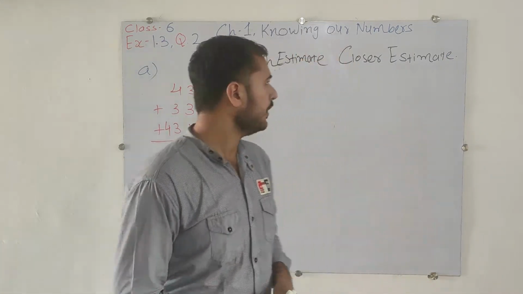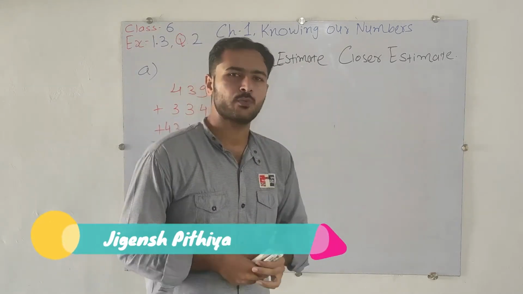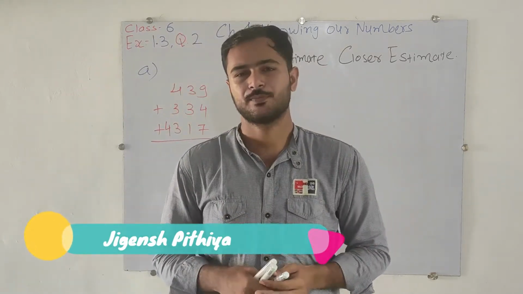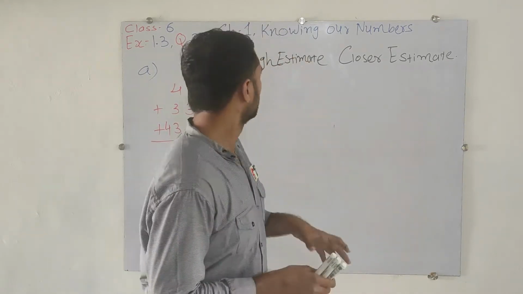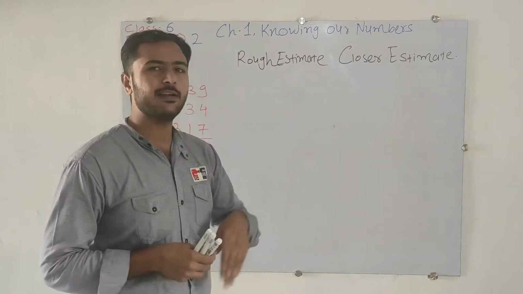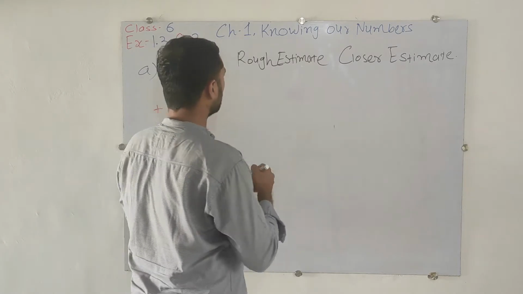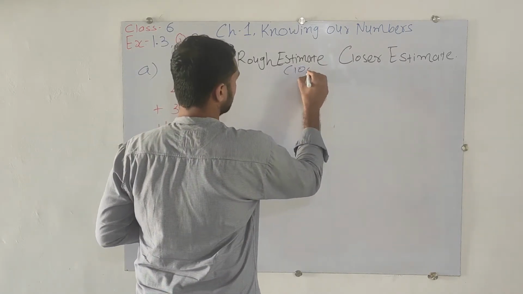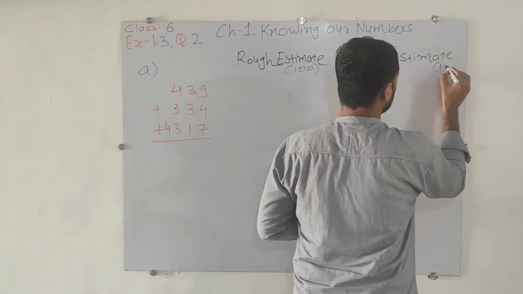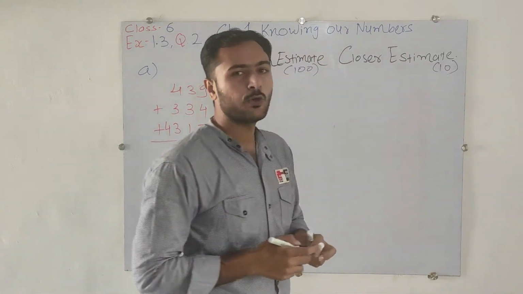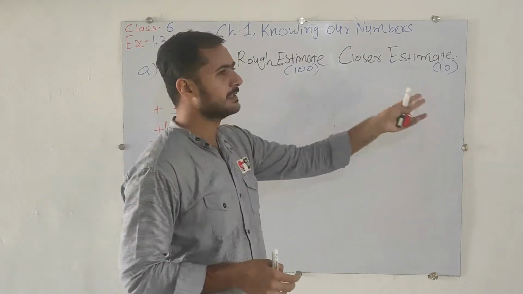Okay. In question number 2, we have two different terms: rough estimation and closer estimation. What is the rough estimation and what is the closer estimation? Whatever numbers you have, if we do the rounding off to the nearest 100, that will be the rough estimation. If we do the rounding off to the nearest 10, that is the closer estimation. So we have to calculate for both the 100s as well as the 10s.